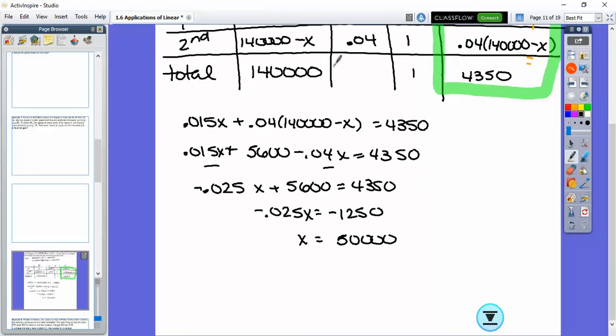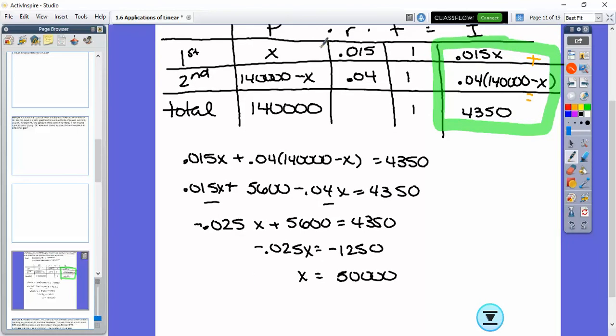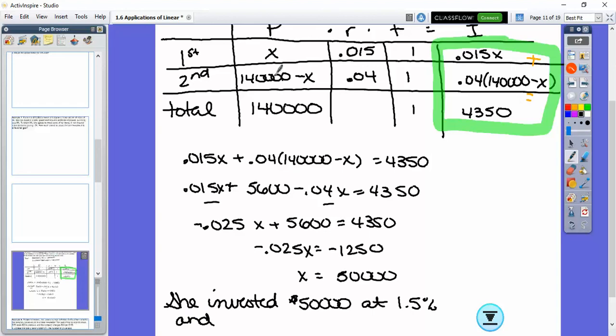If I look at my table, X was the amount at the 0.015, so at 1.5%. So she invested $50,000 at 1.5%. To get the second one, 140,000 minus 50,000 is 90,000 at 4%. I dropped 5,400. I don't know what I did.